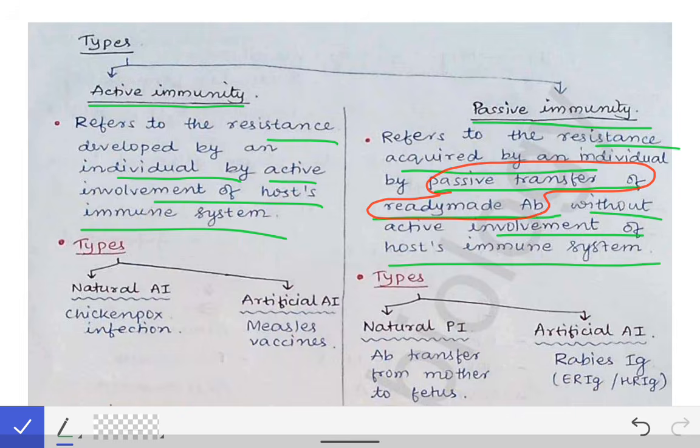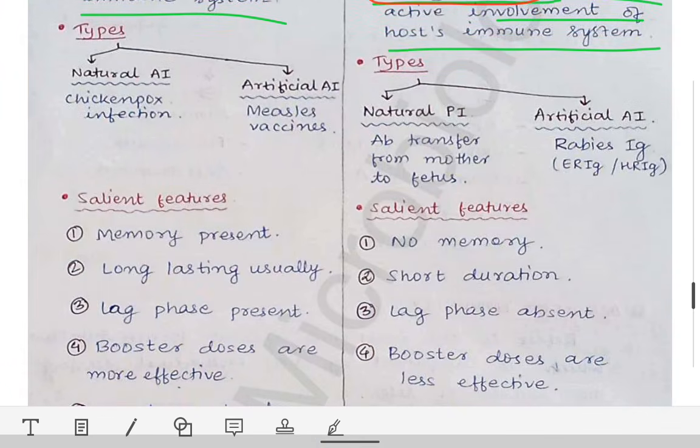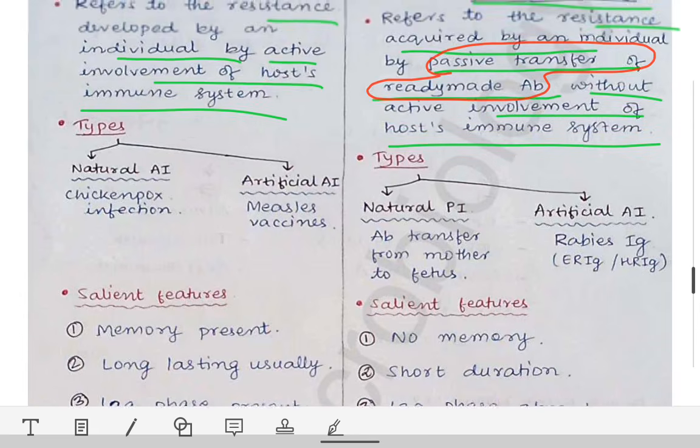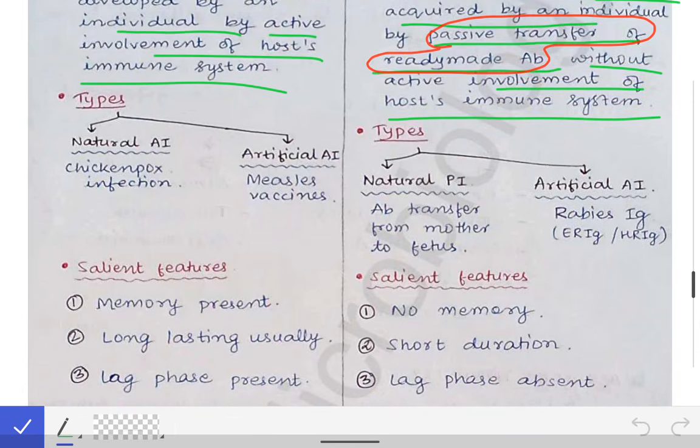Remember, the difference between the active immunity and the passive immunity is very commonly asked in the university exams. So to simplify it and to make it easy to memorize, I have made this table in a difference-wise manner, so that it becomes easy for you all to remember this concept between the active immunity and the passive immunity. Now coming to the types of the active immunity. So active immunity has got two types, that is the natural active immunity and the artificial active immunity.